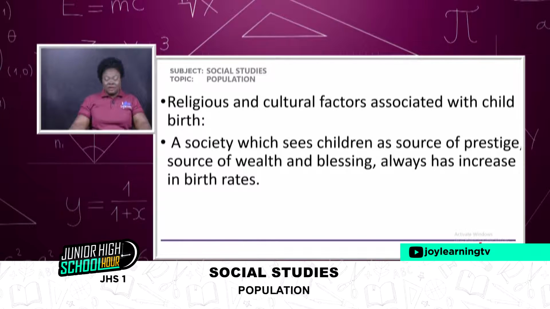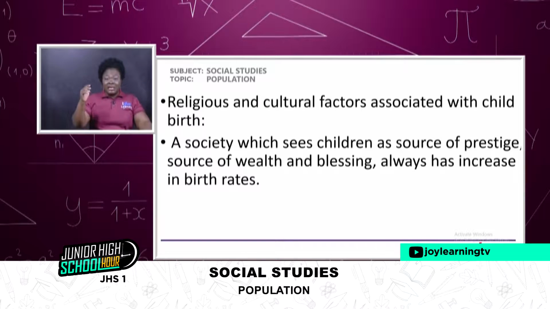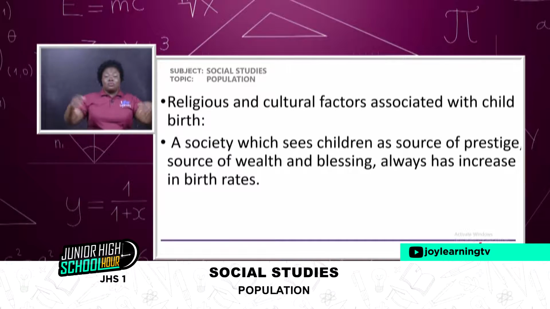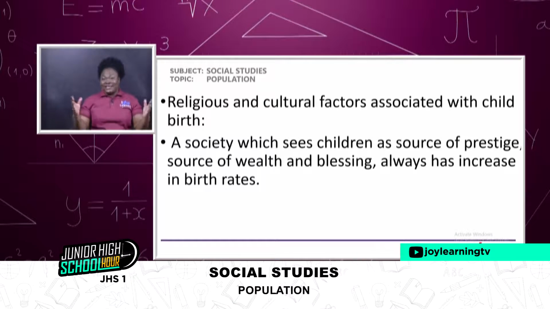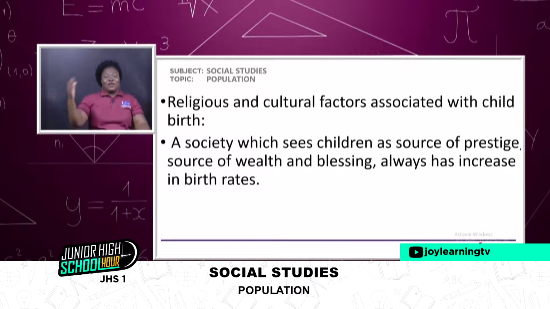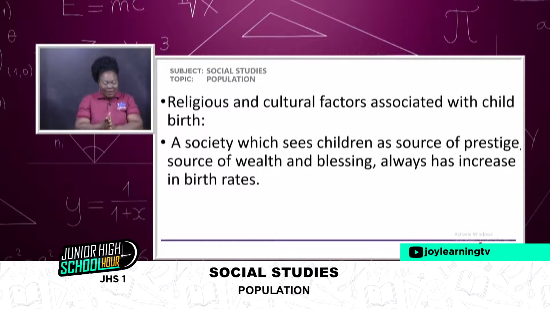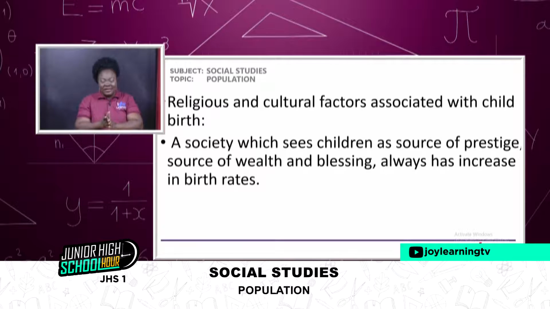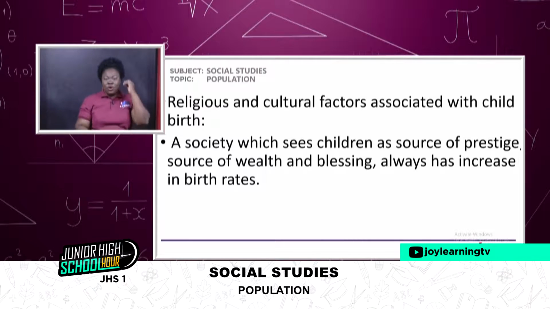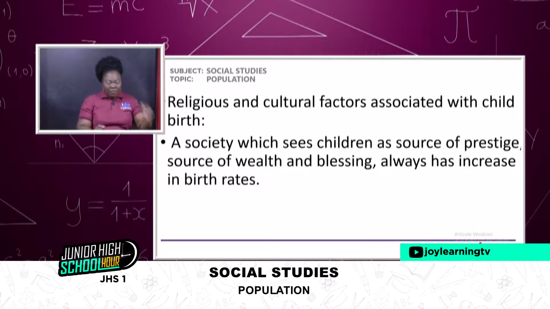Religious and cultural factors associated with childbirth. Yes. Why do we say so? A society that sees children as a source of prestige, a source of wealth and blessing, always has an increase in birth rates. Some people believe that it is said in the Bible that... so because of that, a lot of parents have decided to do what? To give birth to a number of children in their homes, and it's a problem now anyway. So we are looking at population, why religious and cultural factors associated with childbirth also enhance what? High population growth.